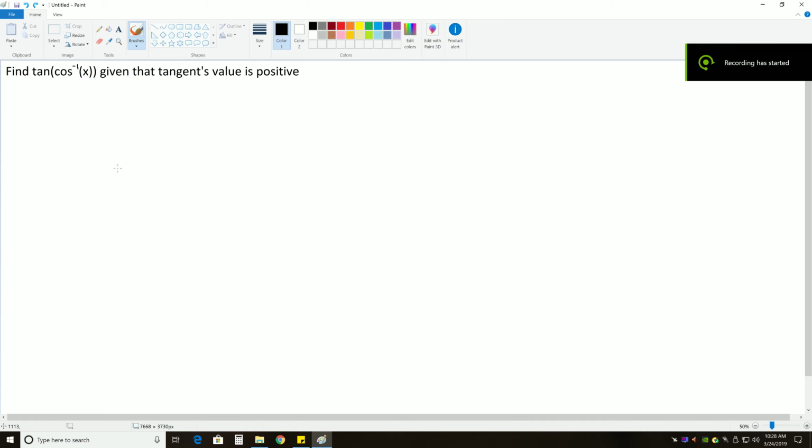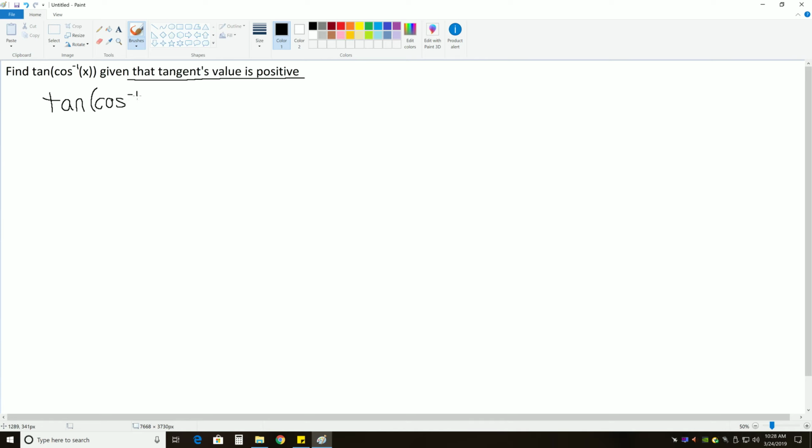In this problem, we're going to be finding tangent of cosine inverse of x, given that tangent's value is positive. So this part right here, the tangent's value is positive, is going to be very key to solving this problem, but we'll have to come back to that later. So what we want to start with here is tangent of cosine inverse of x.